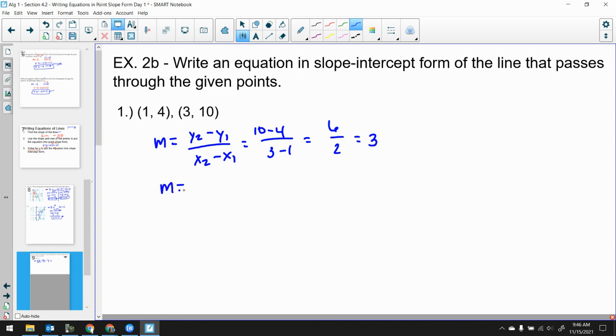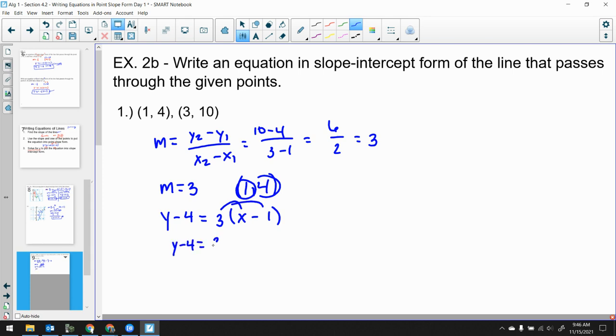Okay, so I've got m is 3, and now I can pick either point to put into point slope form. Let's pick 1 comma 4. That looks easier. I don't know, 3 comma 10, just bigger numbers. So I take y minus y1, the y1 being here, is equal to m times x minus x1, the 1 being here. Okay, now, last step, solve for y.